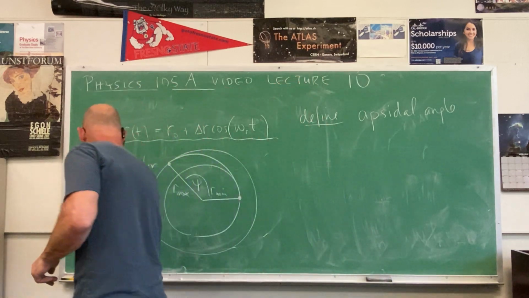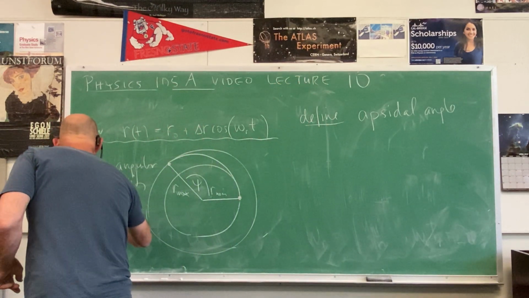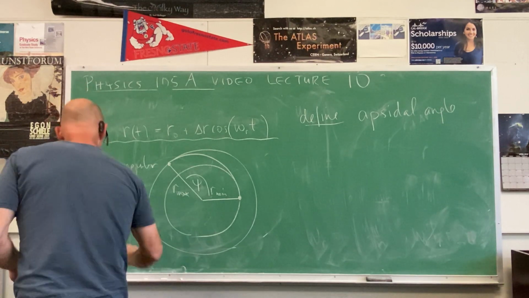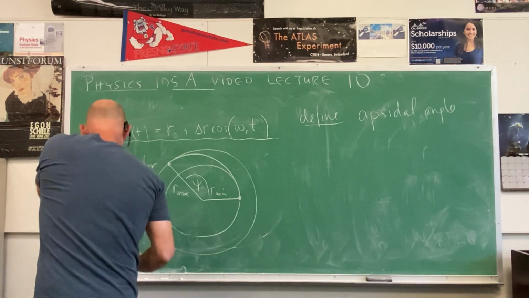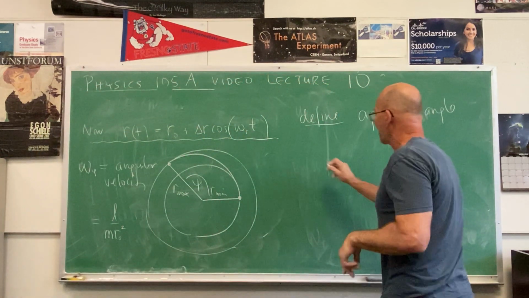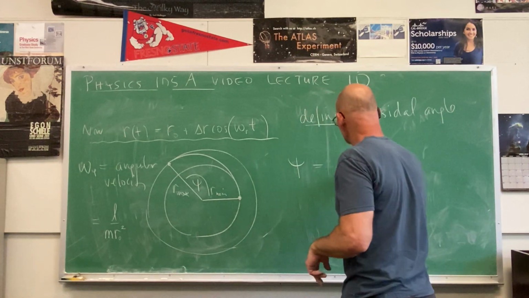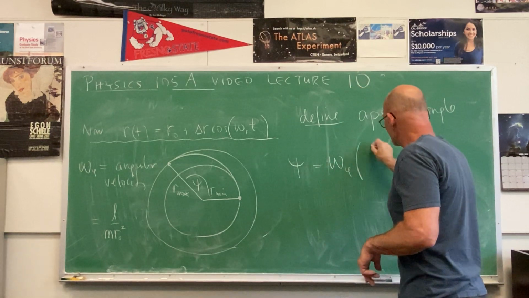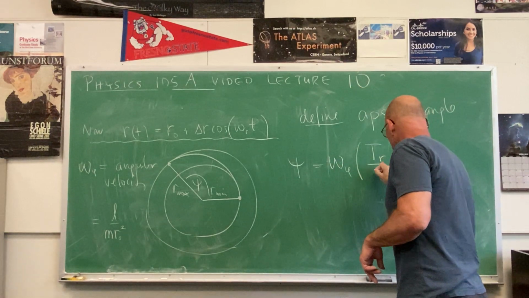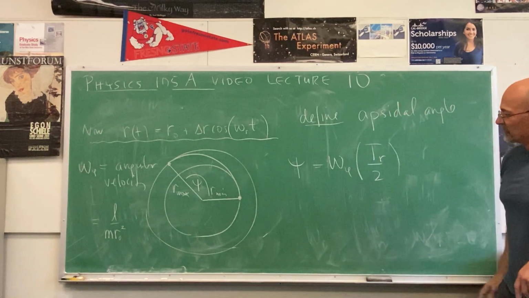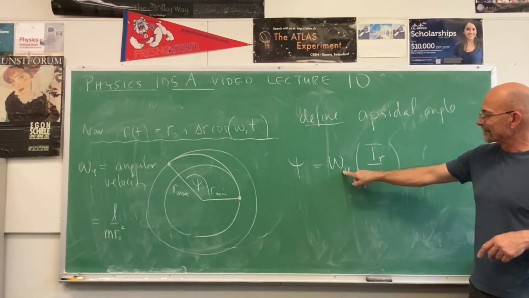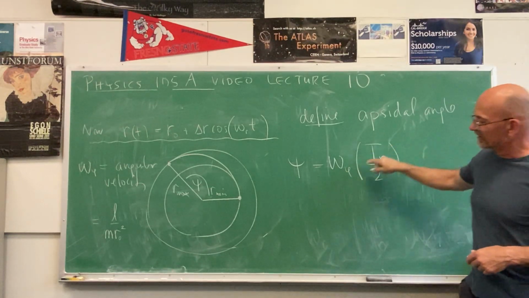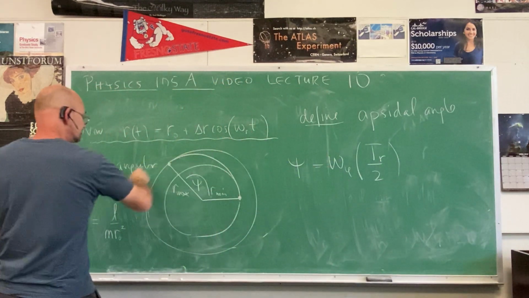By the way, for this omega sub phi, what was that? L over M R naught squared. Okay. So the apsidal angle C is equal to omega sub phi times T sub R divided by 2. So this angular frequency times half of that radial period. That sweeps out this angle here.